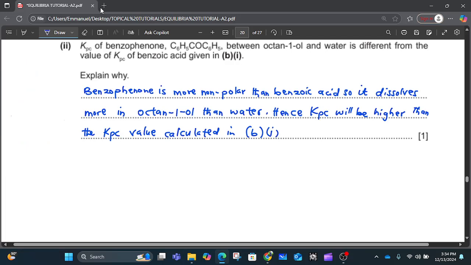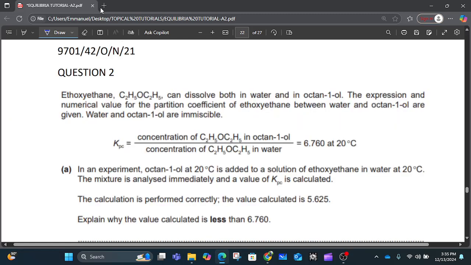So we can say that benzophenone is more nonpolar than benzoic acid, so it dissolves more in octan-1-ol than water. Hence, the KPC value will be higher than the KPC value calculated in B I. The next question is from October-November 2021, paper 4-2.